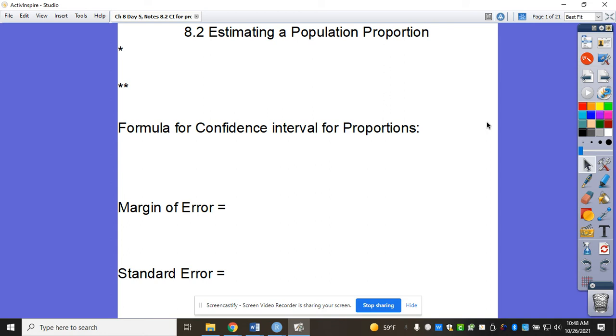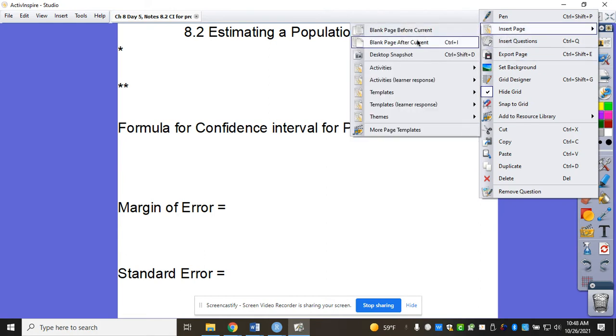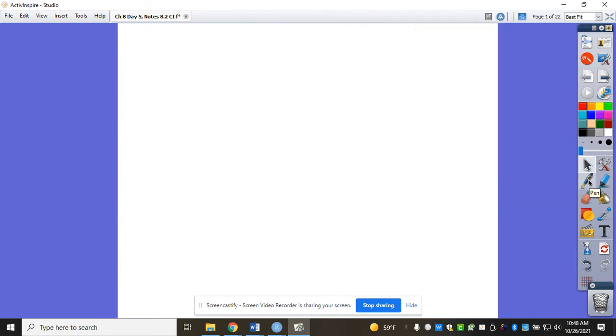So now we are dealing with confidence intervals for proportions. Yesterday versus the day before, what was our difference? Z versus T. When do we use each? You don't need to write this anywhere. When do I use Z? When do I use T?